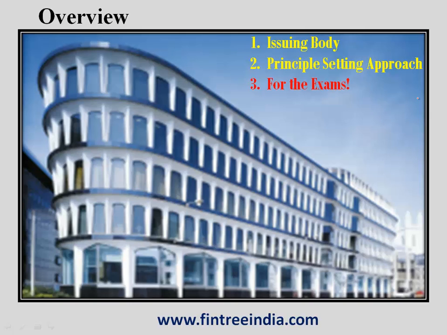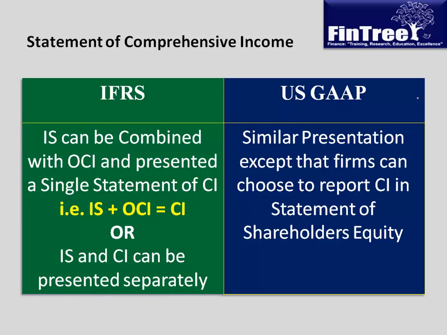So moving further now. The first difference that we see is statement of comprehensive income. So in IFRS, income statement can be combined with OCI and we can prepare a combined comprehensive income statement, or we can also present them separately. So we have some flexibility, and exactly the same set of flexibility is also available in US GAAP. Okay, so technically this is not a difference.